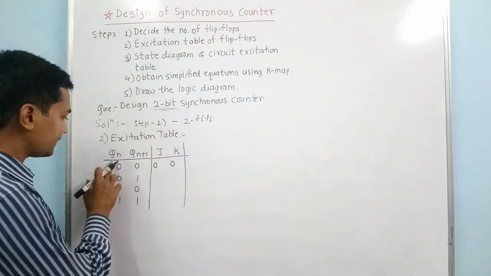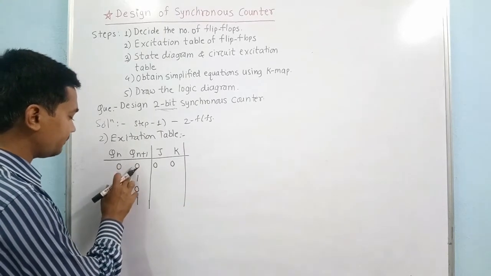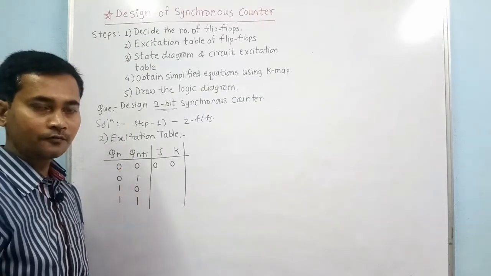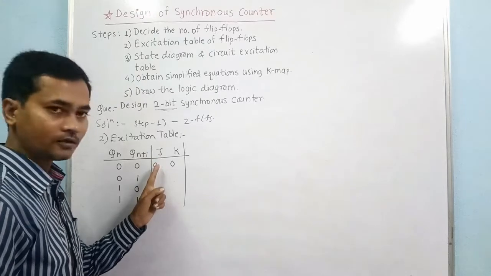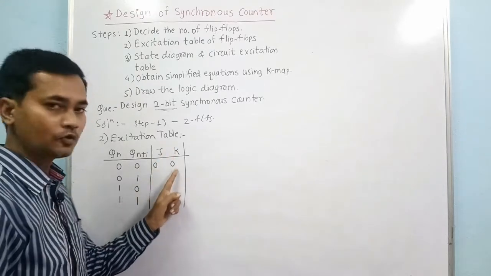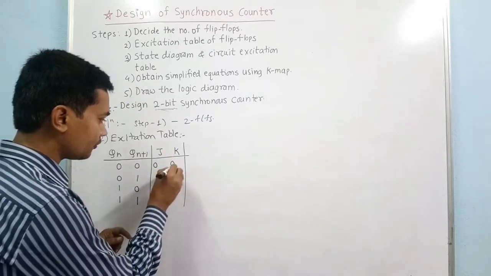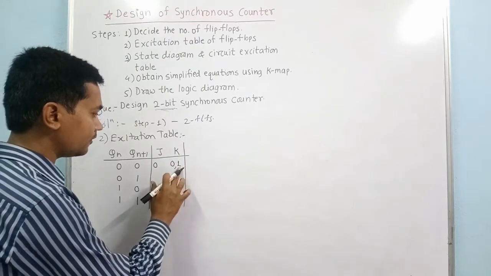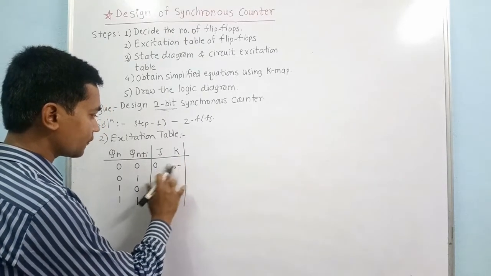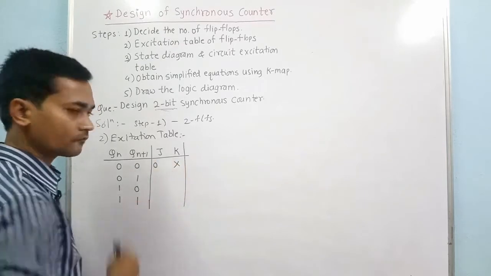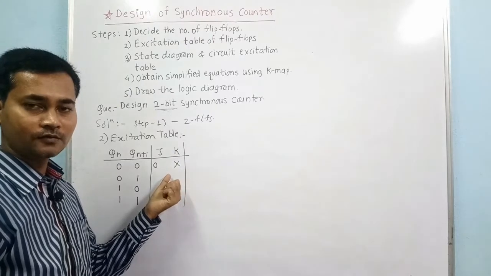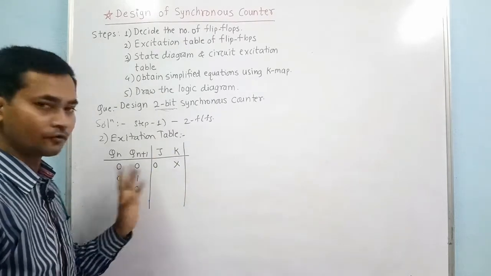And if the present state is 0 and the next state is to be 0, then you can also have J equal to 0 and K equal to 1. So K can have either value, 0 or 1, so here I can write don't care. The value of K may be 0 or 1, but J should be 0.